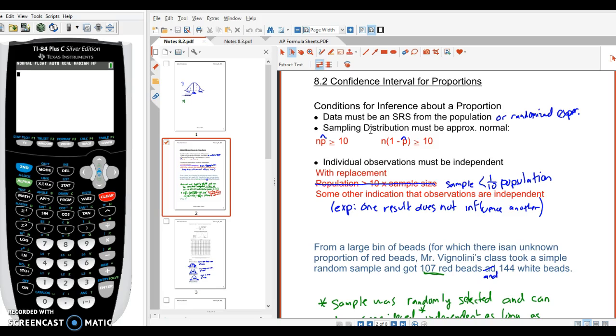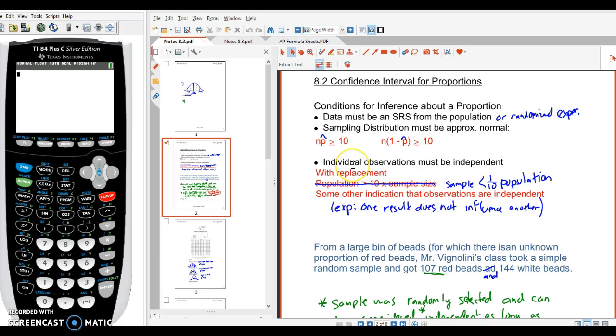In order to fulfill this normal condition, you need to have n times p and n times 1 minus p both larger than 10. Now, in sampling distributions, we knew the population parameter, what was true for the proportion of the population, so we used just p. Notice that here, since I don't know what's true about the population, it's what I'm trying to estimate, we use p hat, meaning the proportion from our sample.